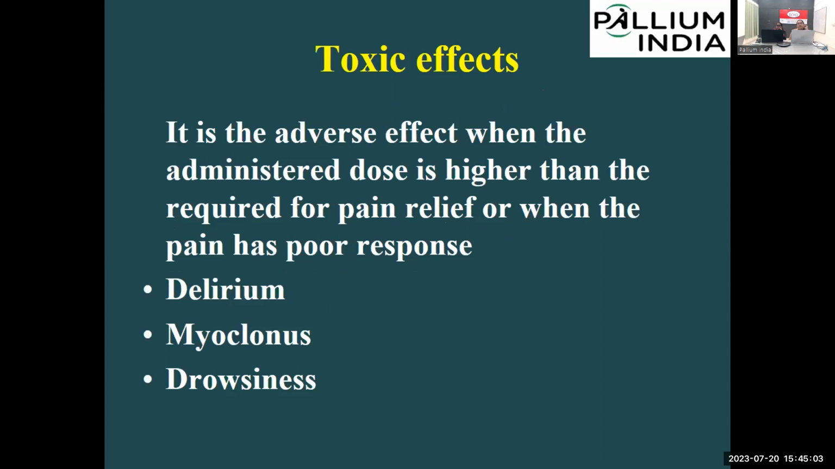Now the adverse effect that occurs when the dose administered is higher than needed for the pain relief, or when the pain has poor response. Suppose the patient is given medicines in doses that are more than needed for the pain relief, then it will result in toxic effects. And the common toxic effects of morphine are delirium, myoclonus, and drowsiness.